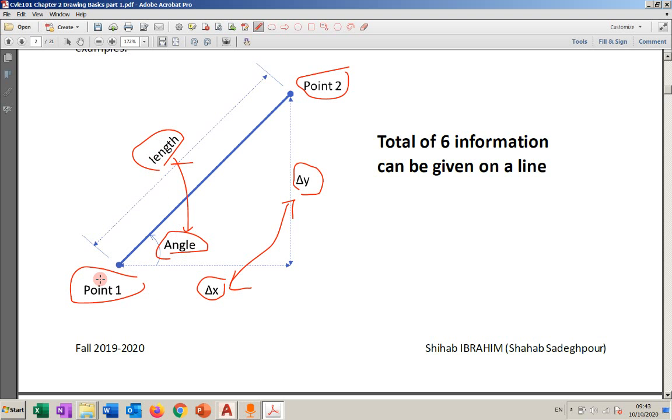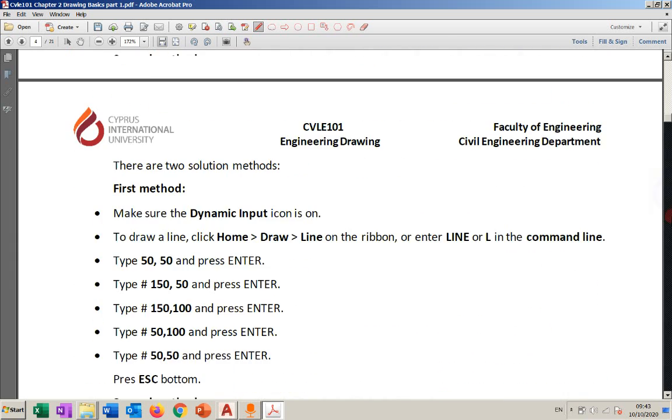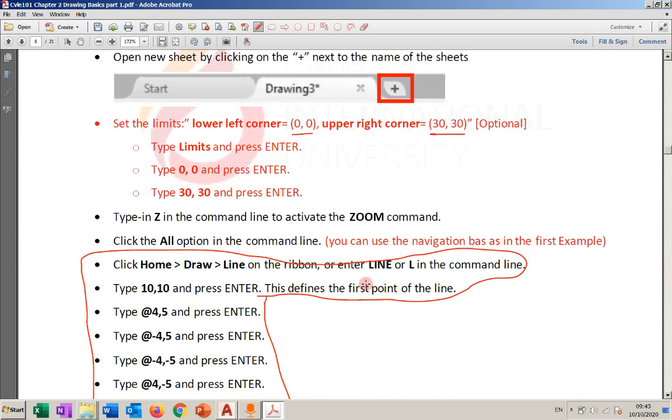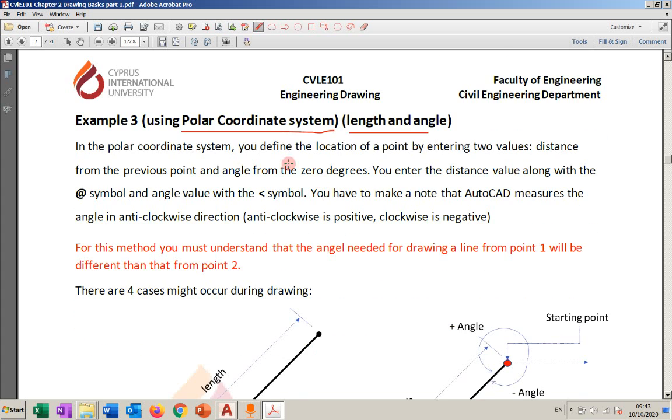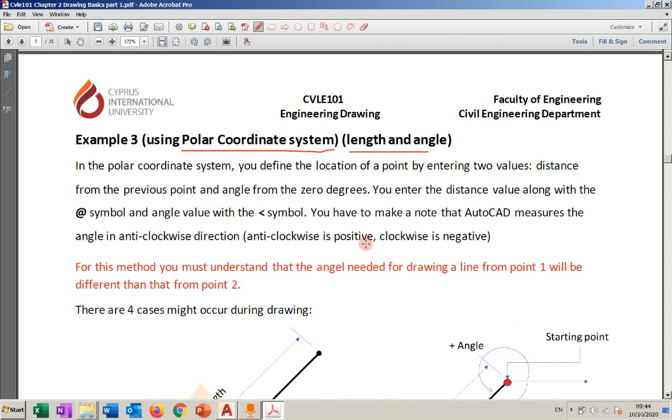Now, by the way, we have to have a starting point as well, but mainly it's length and angle. So it's the third method that we have. We call it polar coordinate system. Polar coordinate system, length and angle. Now, before going to explain what are those drawings here, let's talk about angle first.